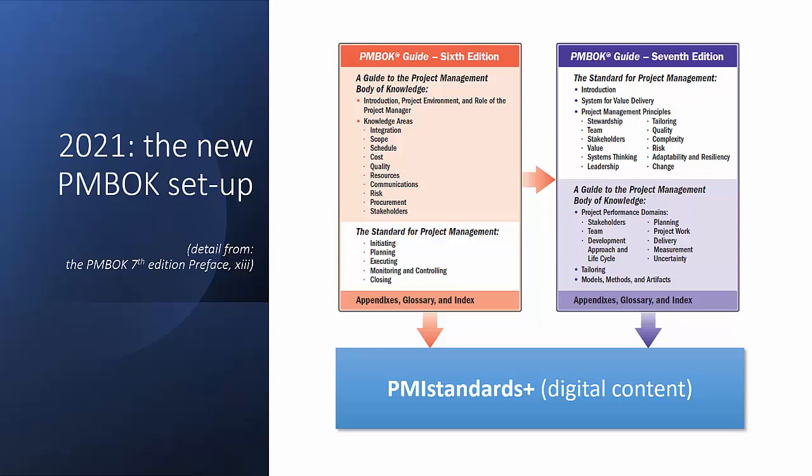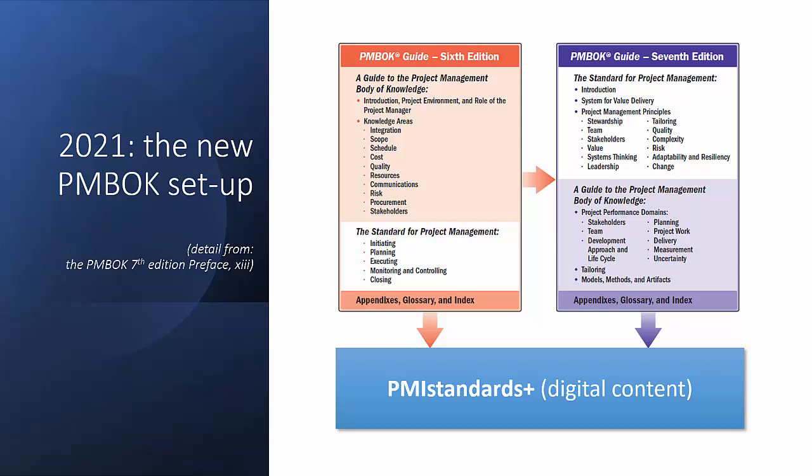So the second half of the PMBOK 7 is looking at project performance domains. What are the key areas that as a project manager one is paying attention to? Stakeholders, the team, again, just like we had the team in the principles, the life cycle approach, the ability to plan, the management of uncertainty. These are different aspects that relate to the project performance domains.